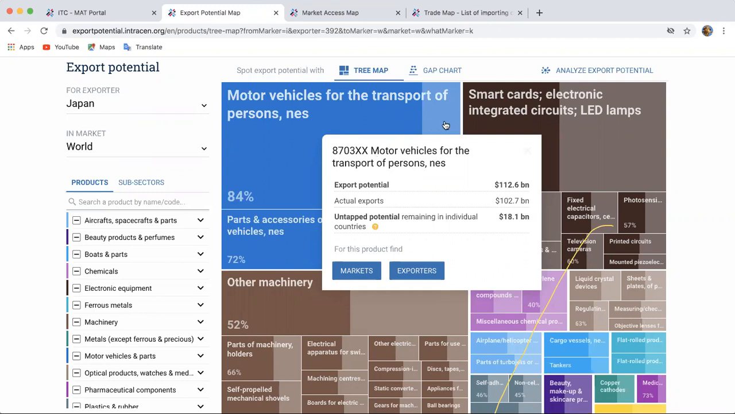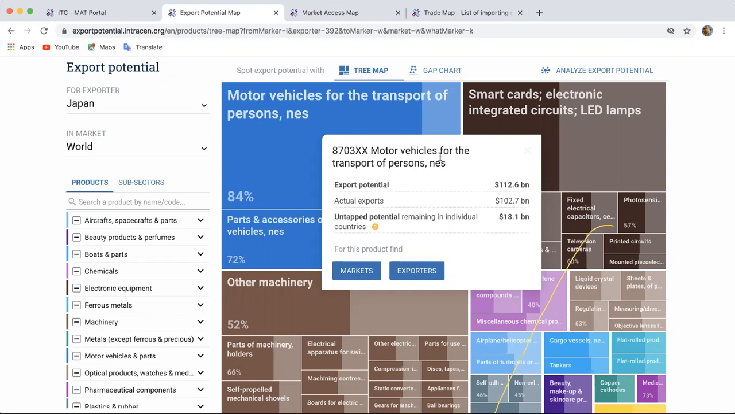And the light color, light blue, so I click on it to fixate this little box here to look more into detail at what are the values that we're looking at. The light blue shows you the potential that has not been taken advantage of. The dark blue are the actual exports that already take place. So this is also linked to the trade map portal.